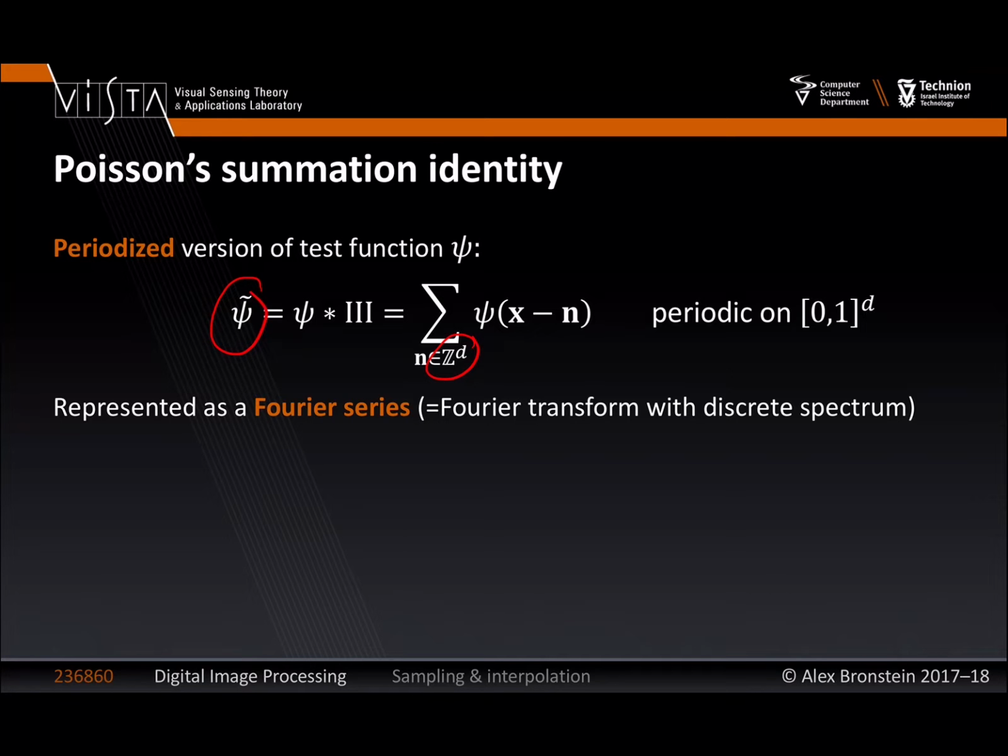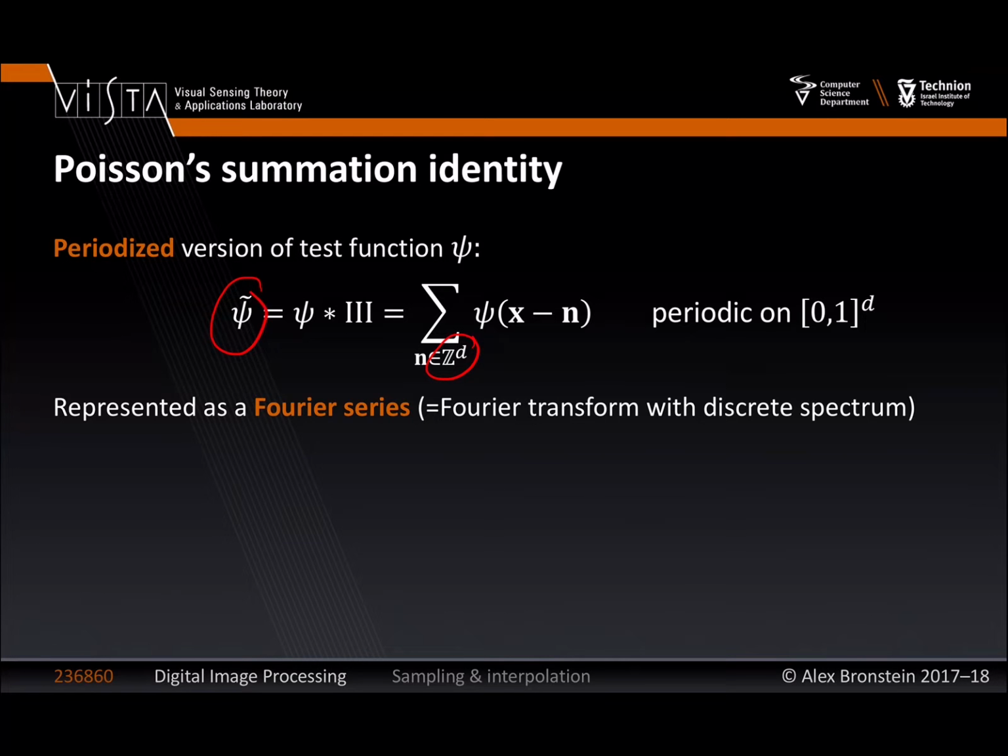Periodizing: psi(x minus 1), psi(x plus 1), psi(x minus 2), psi(x plus 2). Basically, you have a period of 1, right? Makes sense? So because we know that periodic functions can be represented as Fourier series. So Fourier series is just a Fourier transform with discrete spectrum. So it is concentrated in discrete locations in the Fourier space.